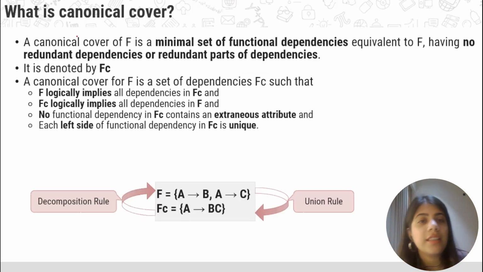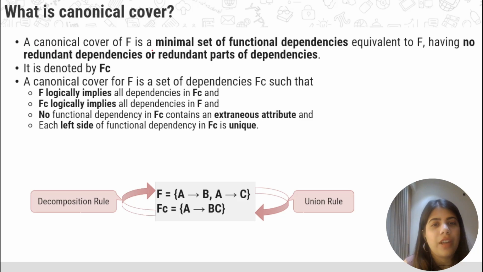Now let's understand what is canonical cover. A canonical cover of F is a minimal set of functional dependencies which is equivalent to F, having no redundant dependency or redundant parts of dependencies. This means functional dependencies which are basically a minimal set, minimized as much as we can, without repeating a lot of redundant or duplicate dependencies. It is denoted by FC. A canonical cover for F is a set of dependencies FC such that these 4 conditions should be satisfied.